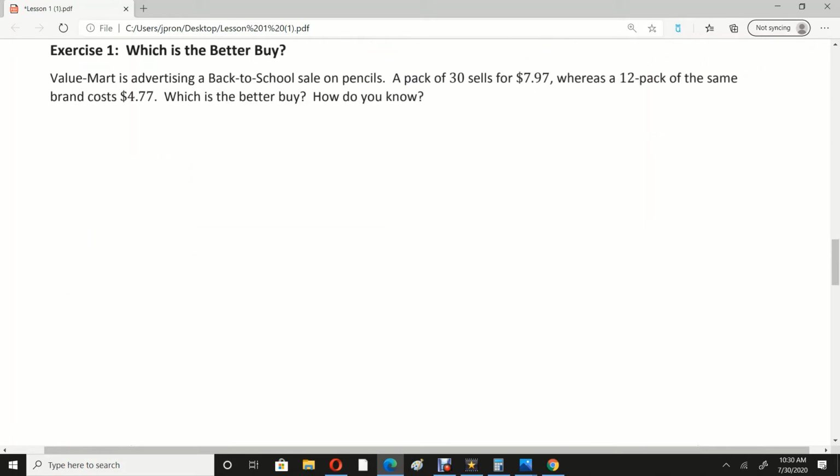But whether you're in class with me or not, I want you to read exercise 1 and you're going to find the best value. Okay, this is definitely a real world situation that maybe some of your parents had to go through recently coming back to school, right? So Value Mart is advertising a back to school sale on pencils. Great.